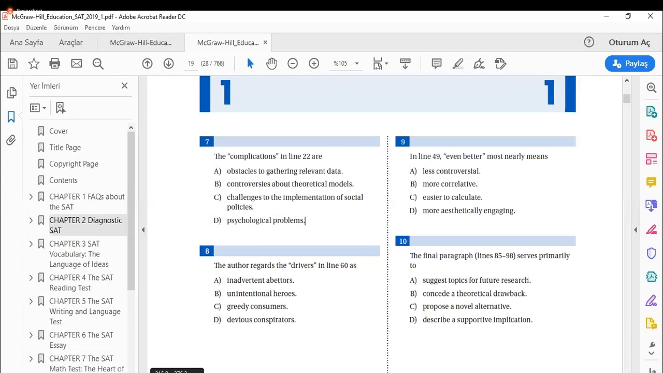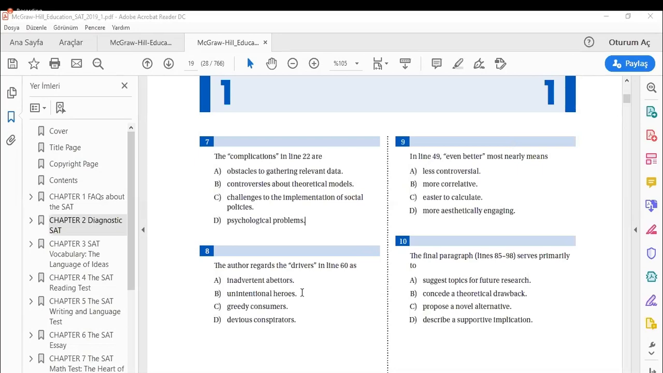Psychological means mental, right, teacher? Yes, exactly. Here in the passage, remember, it says lower IQ, behavioral problems, learning disabilities. Not physical. Let's continue with you, Zahid. Yes, sir. Zahid, question number 8.